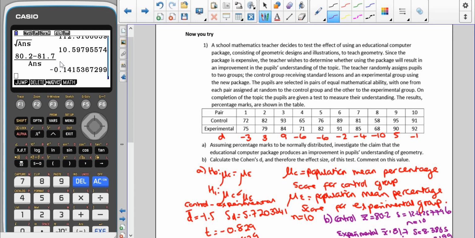The pupils are selected in pairs of equal mathematical ability, with one from each pair assigned randomly to the control group and the other to the experimental group. On completion of the topic, the pupils are given a test to measure their understanding. The results percentage marks are shown in the tables. Then we have our table there with our pair, our control person's percentage and our experimental person's percentage.